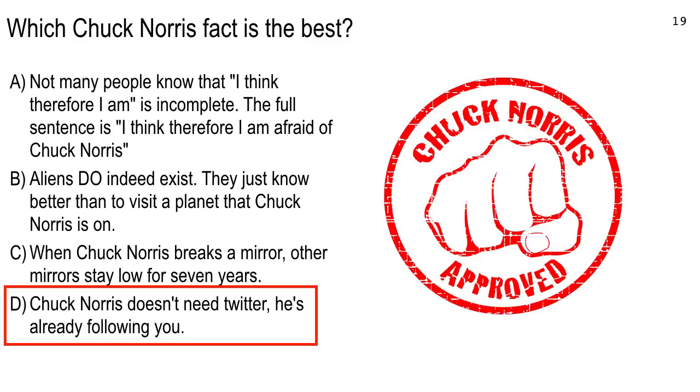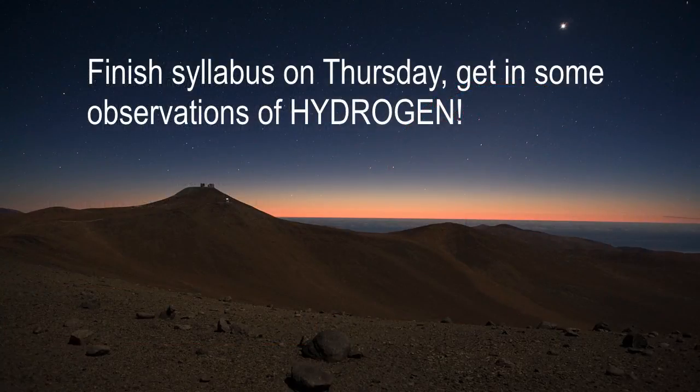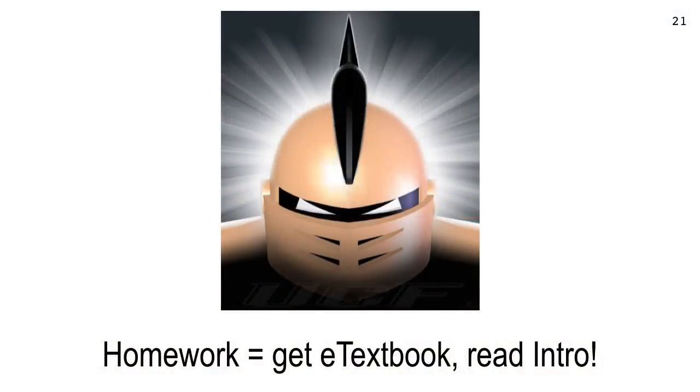We're not done yet. Or we're almost done, but we're not done. Even though my Chuck Norris question is all messed up. But for your homework, I want you to get your iClicker and try to get it registered. We're going to finish the syllabus on Thursday and then get some observations in about hydrogen. And we're going to talk about the introduction in the e-textbook. So we're going to talk about Galileo and motion. So get the e-textbook, read the intro for Thursday as much as you can, if possible, and get your clicker. And there's a very easy assignment in web courses for attendance. So get that done. And I'll see you on Thursday.